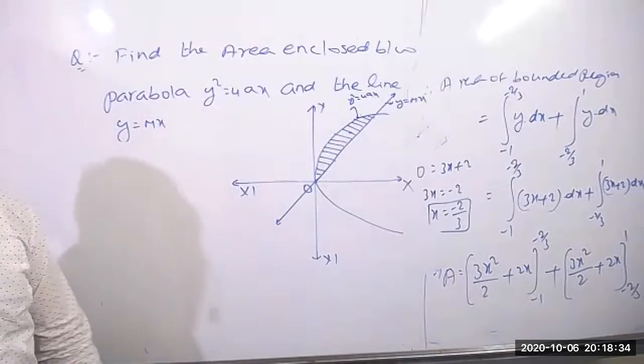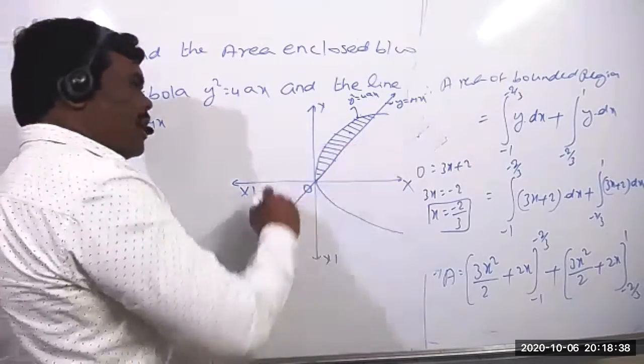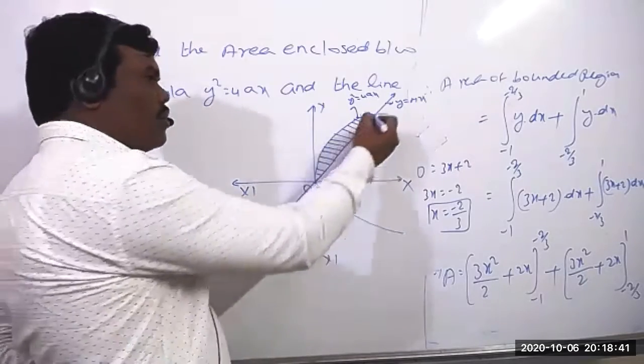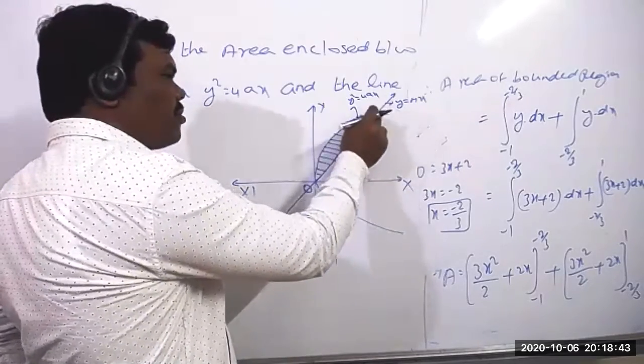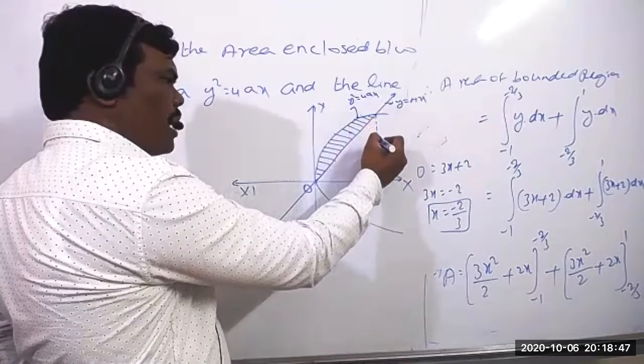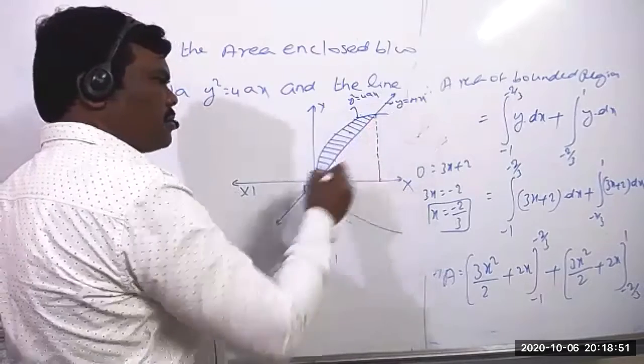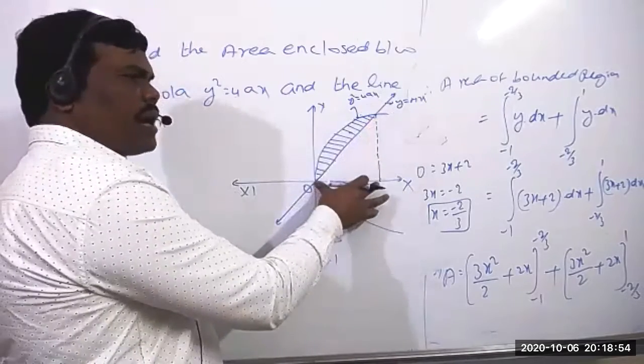So we have to find that area. Now how to find this? And limits are also required now. This is anyhow 0. This is the intersection point of the parabola and the line. And through this point, you can draw one line perpendicular to the x-axis. That means from here to here we have to take.